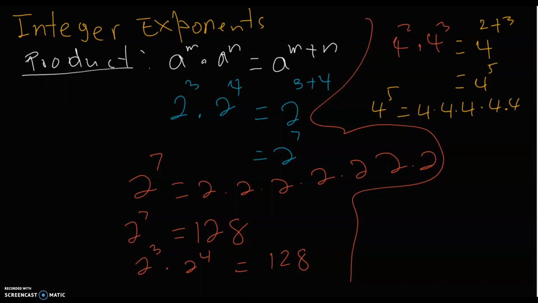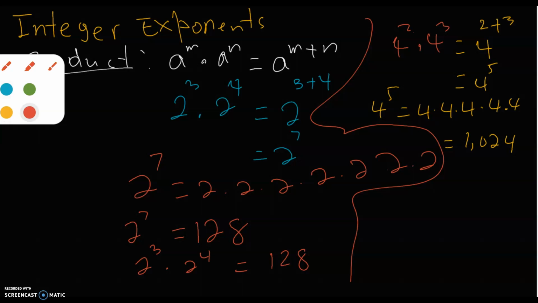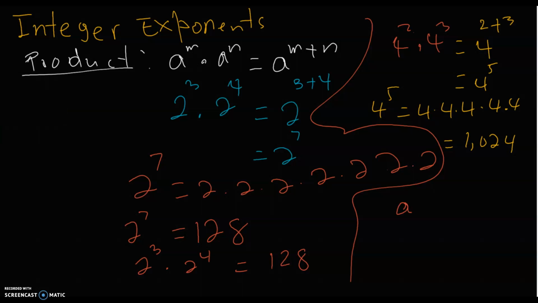Okay? So 4 times 4 is 16. 16 times 4 is 64. Alright, 64 times 4 is 256. And 256 times 4 is 1024. And let's use now another one with a variable. Let's use a to the sixth power times a to the seventh power. Same base, we keep the base and we add the exponents. 6 plus 7 is equal to a to the 13th power.